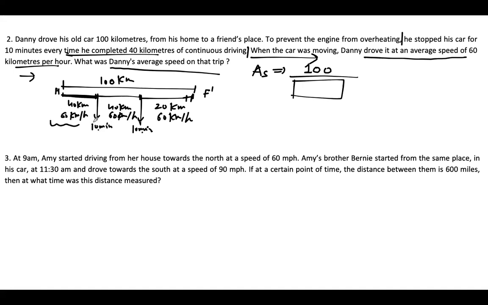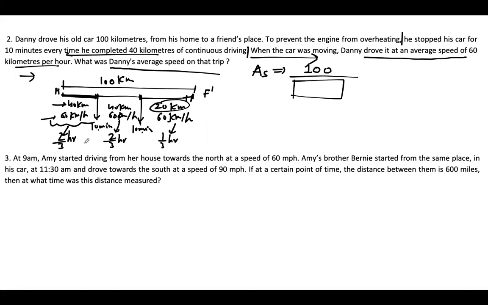What is the time taken here? You have the information 40 kilometers and speed 60. How will you find time? Distance by speed, 40 by 60, which is 2 by 3 hours. Similarly, again 40 kilometers at 60, so the time would be 2 by 3. Now the distance is half. Speed is the same, distance was halved, so it would be half of that: 1 by 3 hours.